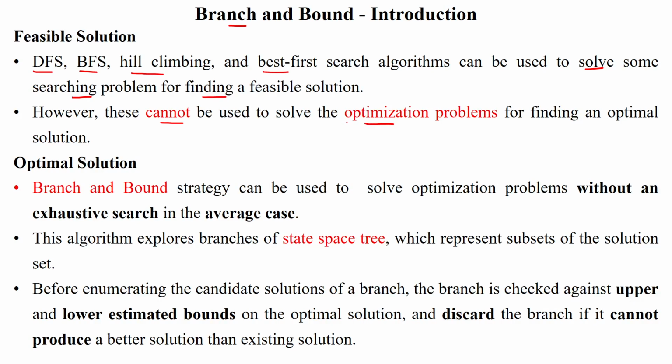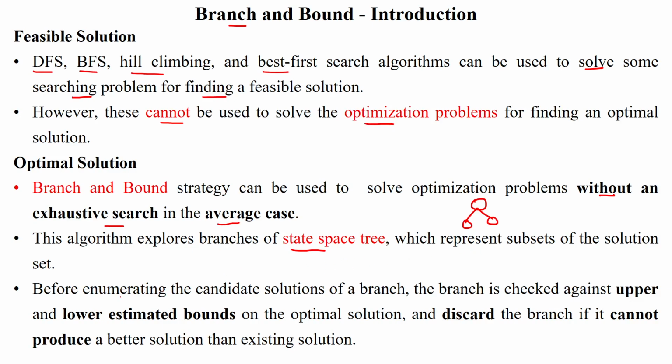So, to find the optimized solution, we have to go for the branch and bound technique without an exhaustive search, in the sense of trying all possible solutions. Without trying all possible solutions, we can find the optimal solution within average time complexity. This algorithm uses the state space tree, which has a set of vertices and edges. It is used to find the optimal solution with average case time complexity.